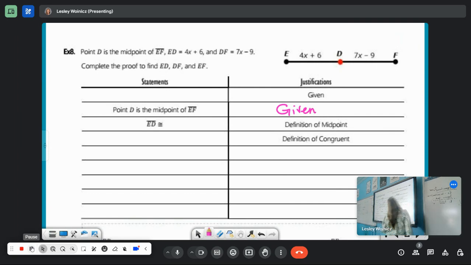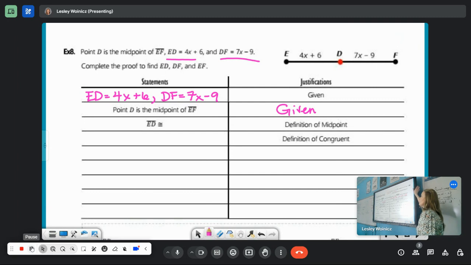Okay, so that's one of our given statements. What else is given to us? Okay, ED equals 4x plus 6 and DF equals 7x minus 9. So what does segment ED have to be congruent to? DF, segment DF. Don't forget the bar over it. It is the definition of midpoint that tells us that. So if I know that the segments are congruent, what do I know about their measures, their lengths? They are equal. That is the definition of congruent that tells us so. ED, no bar, has to be equal to DF with no bar.